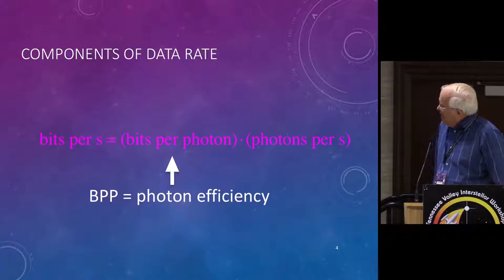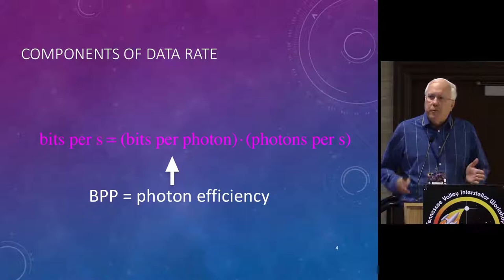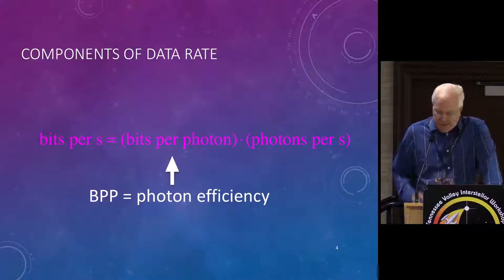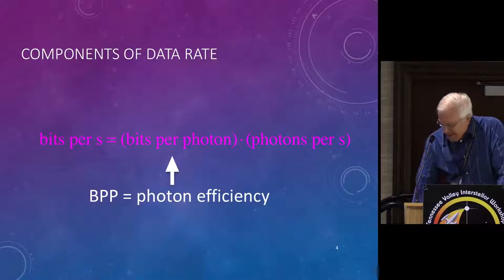So in what follows, I'm going to assume a benchmark of about 10 bits per photon, which is a fairly aggressive assumption. Fortunately, I'm the first speaker this morning that's made an aggressive assumption. That's, I think, probably doable, but it is aggressive.